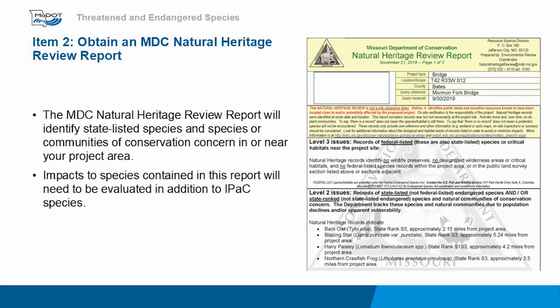This report is what you will upload to the Request for Environmental Review site. You will also need to consider potential impacts to all species identified in this report, in addition to the federally listed species contained in your IPAC species list. The next slides describe the step-by-step process to generate a Natural Heritage Review report.